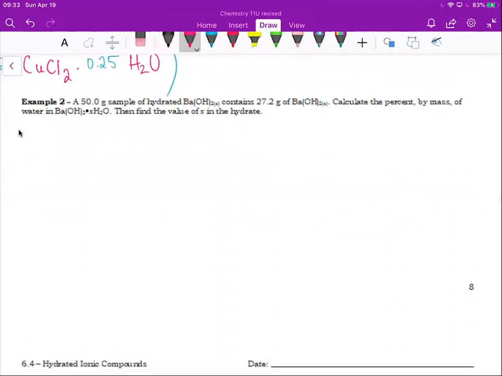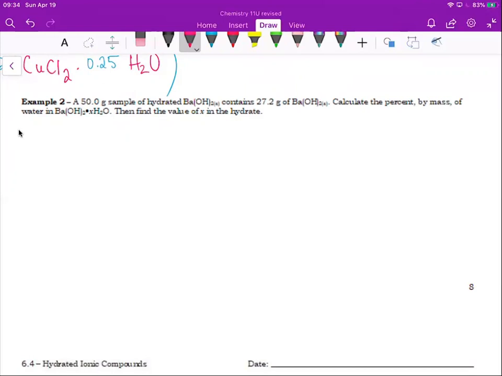So let's try one without the table, without the schematic of the lab. A 50-gram sample of hydrated barium hydroxide contains 27.2 grams of barium hydroxide. Calculate the percent by mass of water in barium hydroxide, whatever hydrate, then find the value of X.